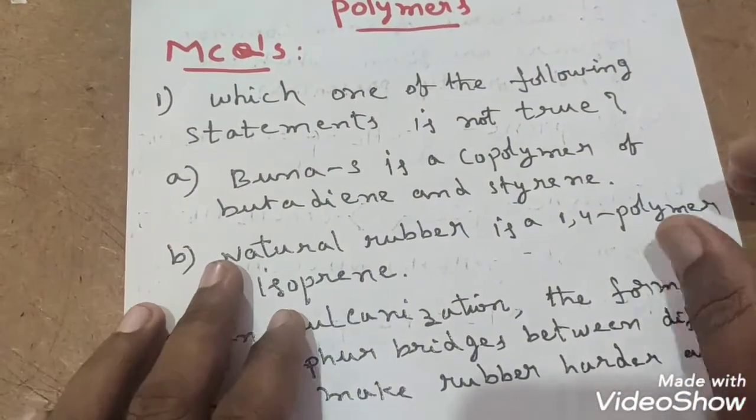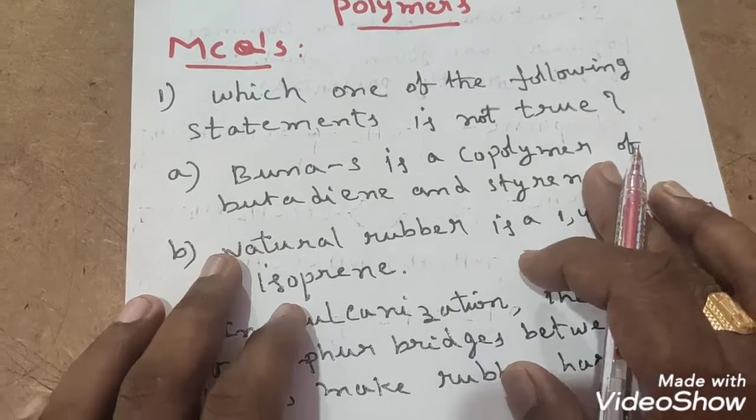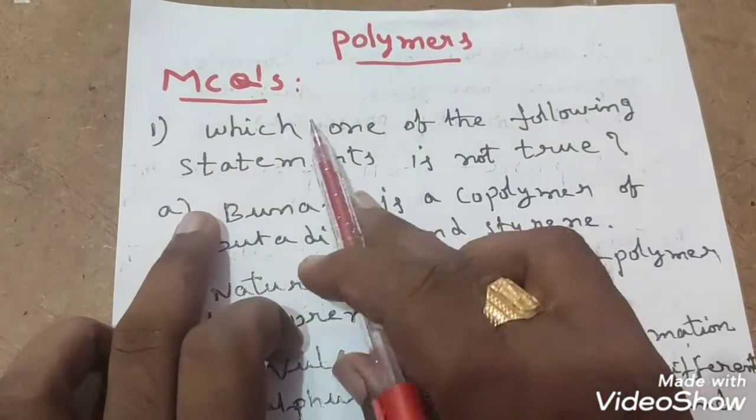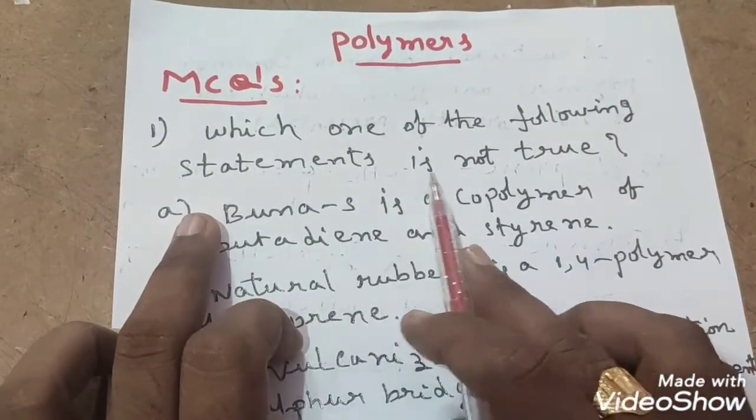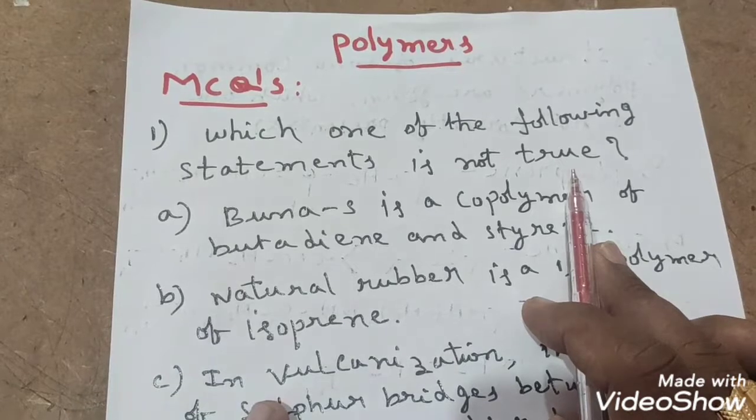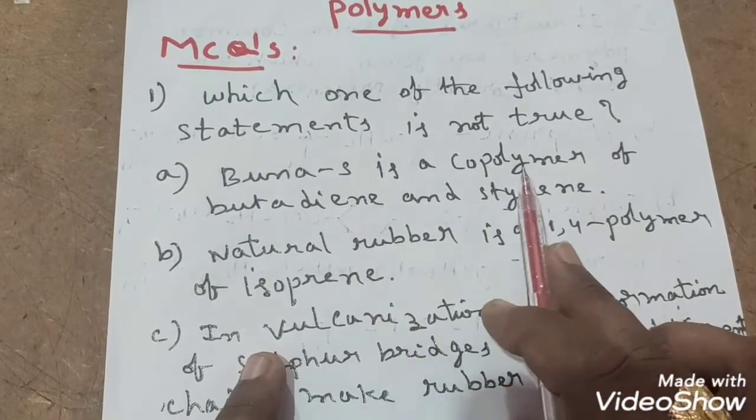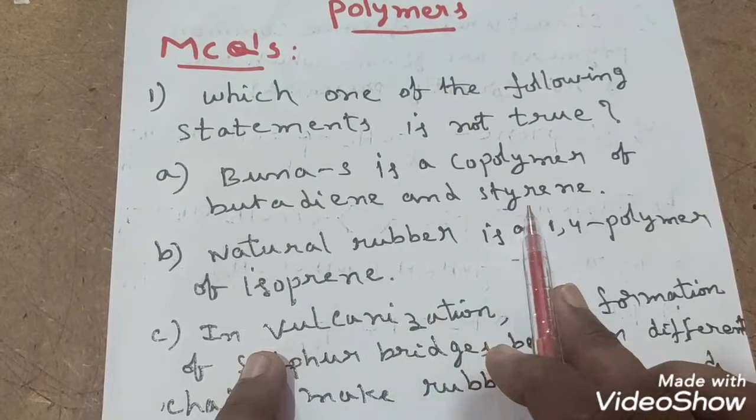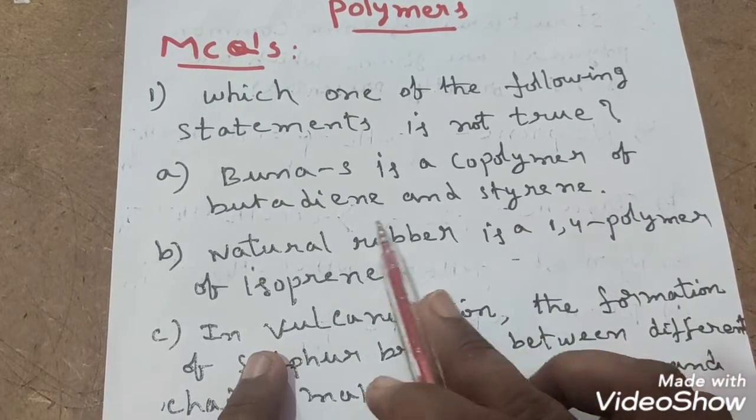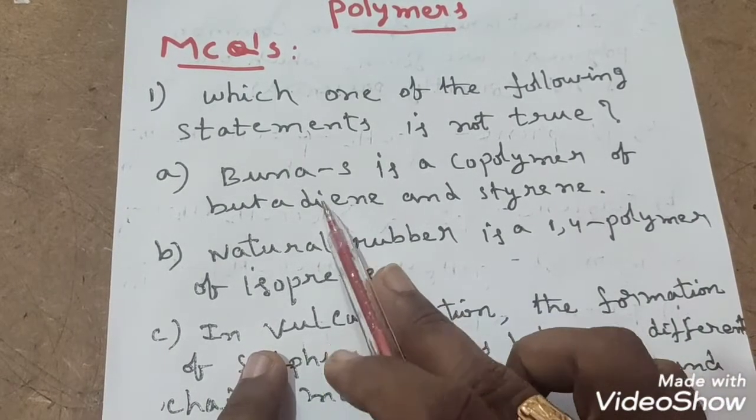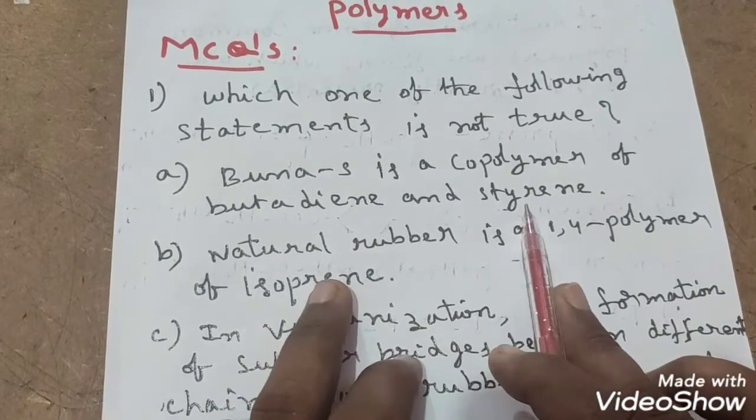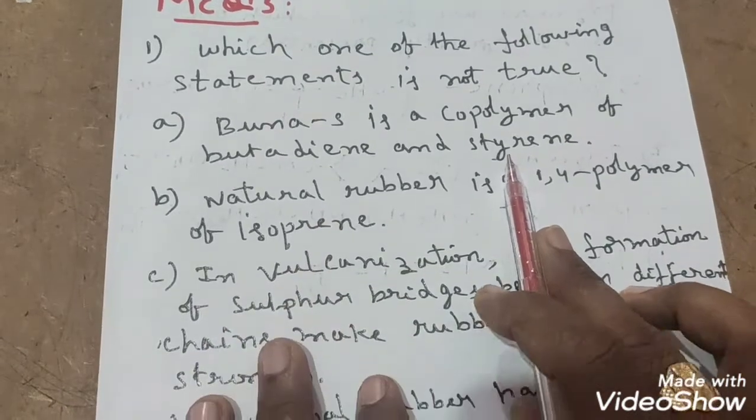So the first numerical, if you observe: which one of the following statements is not true? First, you see that BUNA-S is a copolymer of butadiene and styrene. Just now we have seen, right? BUNA-S monomers are 1,3 butadiene and styrene. Yes, this is correct only.